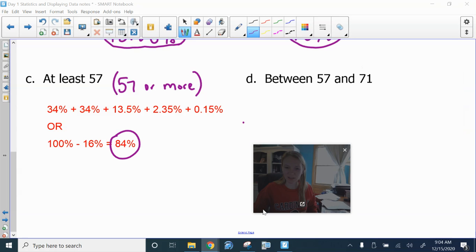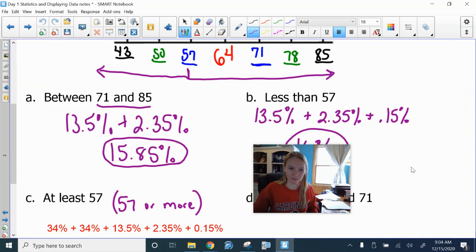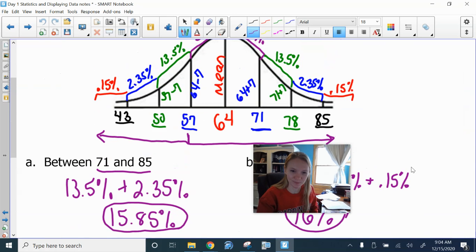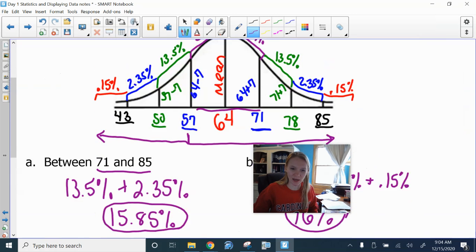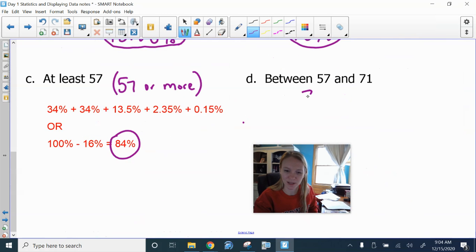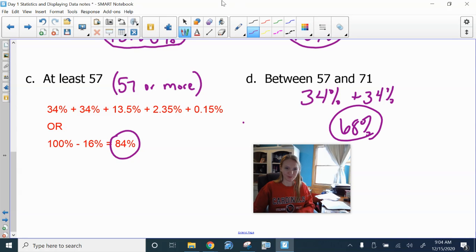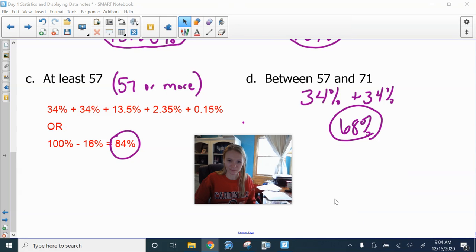And then lastly, what's the data, what's the statistics between 57 and 71? So between 57 and 71, from here to here, I am right underneath that bell curve that's 34 and 34. So that'd be 68%. Boom. There's my data. So those values, no matter what, if it says it's a standard deviation, those are the percentages you're going to be using. And then it's just calculating some information based off of that.